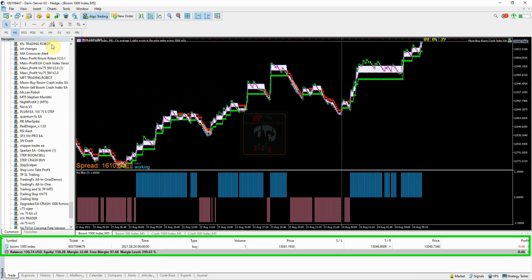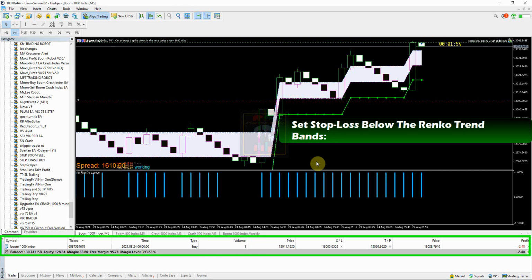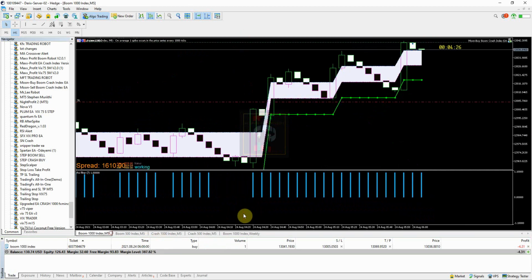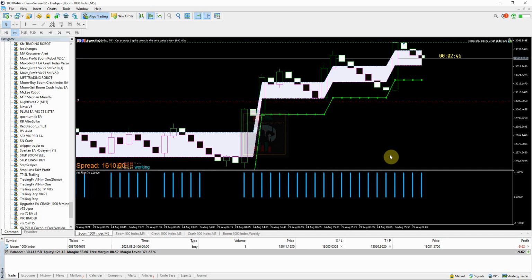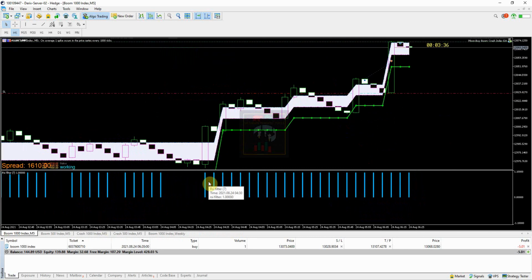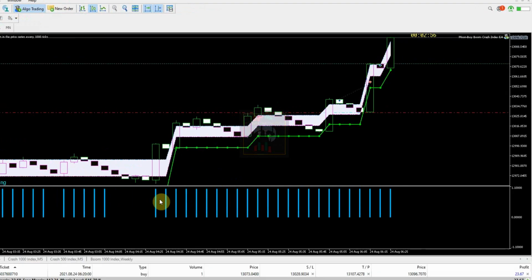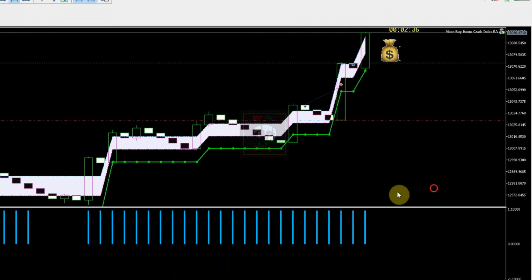New trade taken on boom 1000 index market. Set the stop loss below the Renko adaptive trend indicator. I expect a spike will happen before the market reaches that level. If the market breaks below the Renko trend indicator, I close the trade. Let's see if we catch the spike. And within 5 minutes, a spike happened and made $23 instantly.